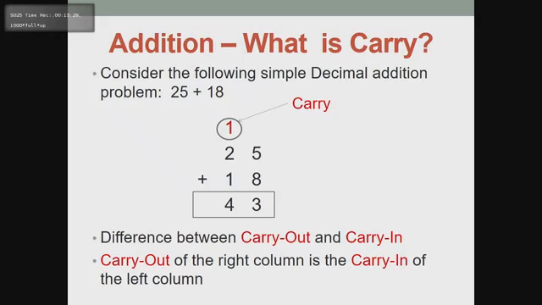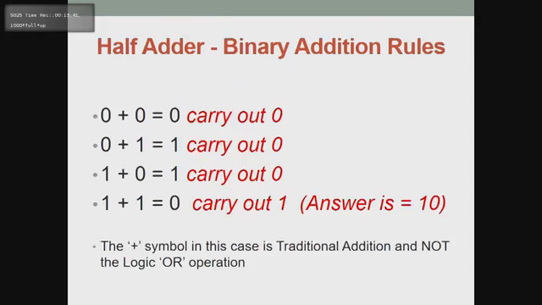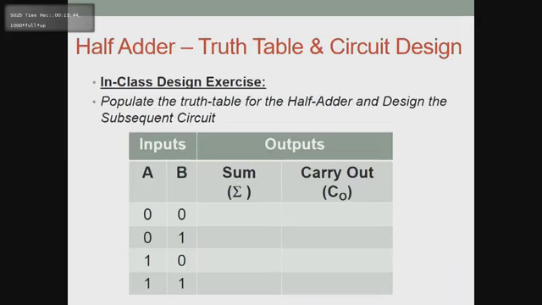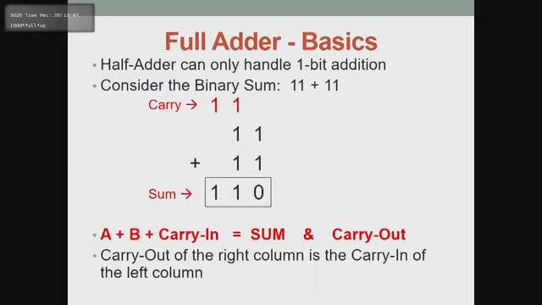And there's something known as a half adder. If you've got a complicated problem like this, a half adder can only do this column over here. That's the problem with the half adder. In order to fix the problem, that's the binary addition rules, which we discussed much earlier on. We did this truth table, then we looked at the circuit of the half adder, which is a very important circuit.